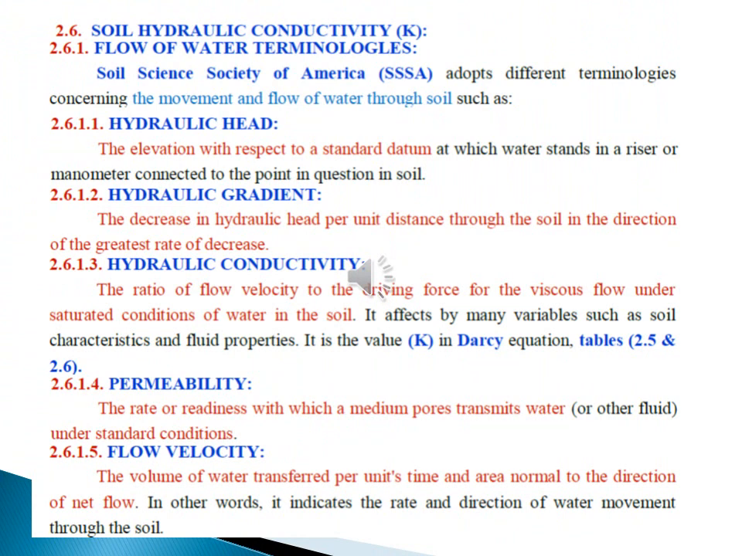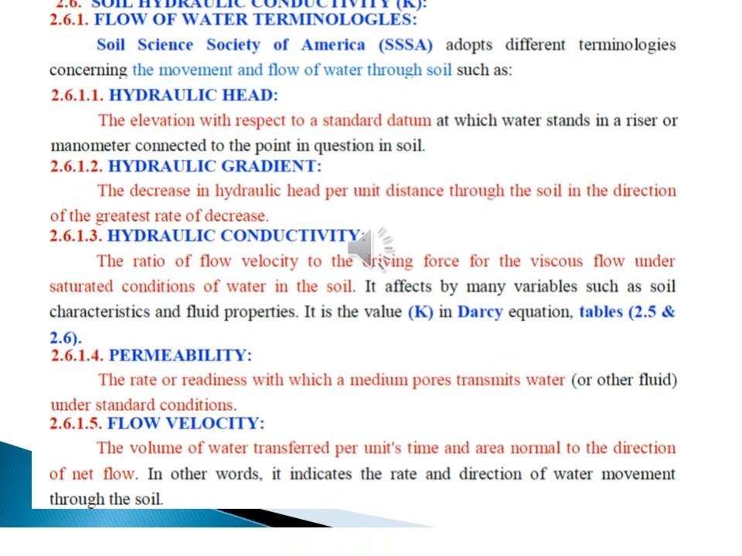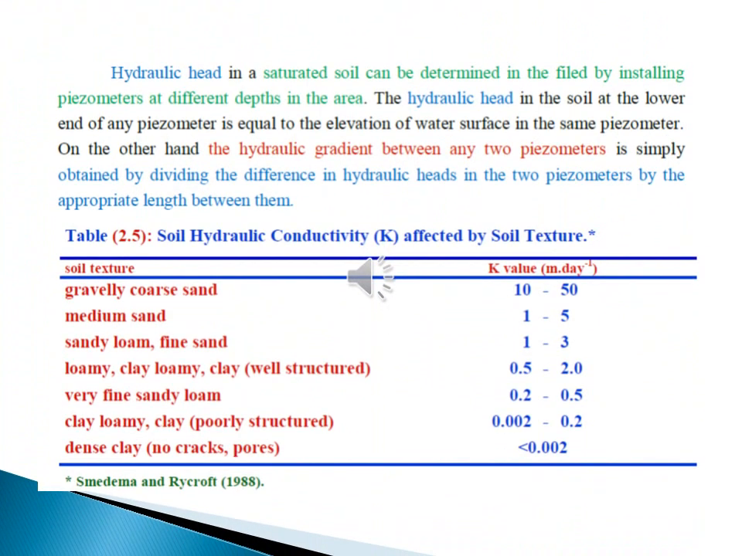Soil Science Society of America, SSSA, adopts different terminologies concerning the movement and flow of water through soil, such as hydraulic head, hydraulic gradient, hydraulic conductivity, permeability, flow velocity. My dear, look by yourself and know the differences as written. Hydraulic head in saturated soil can be determined in the field by installing piezometers at different depths in the area. Table, look by yourself, shows the soil hydraulic conductivity values approximately under different soil textures.